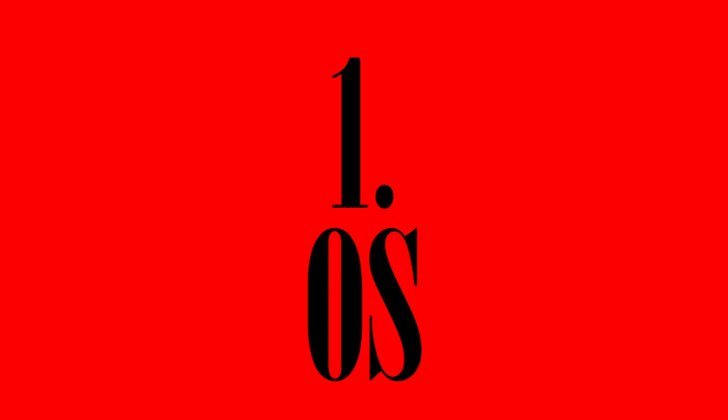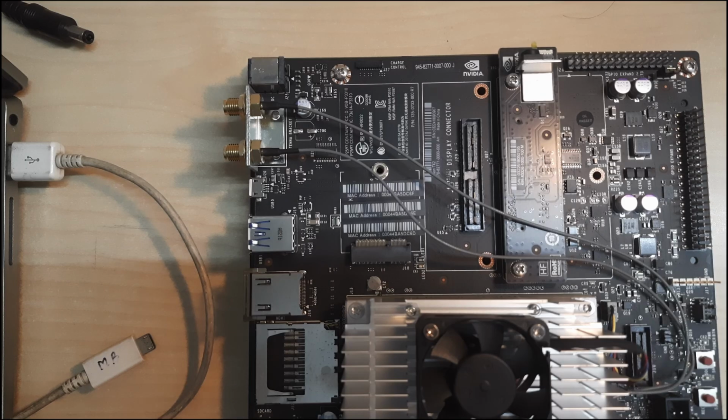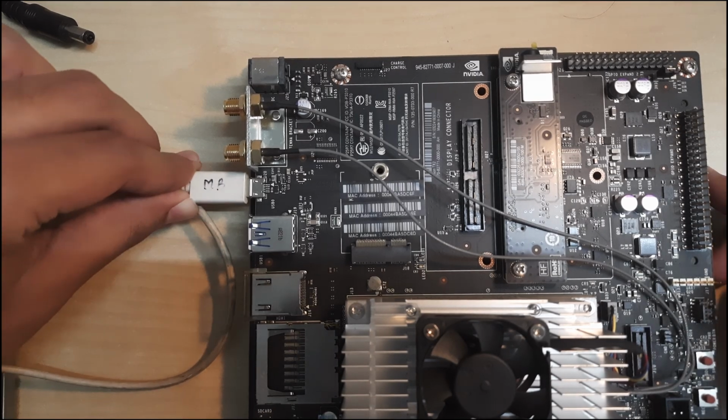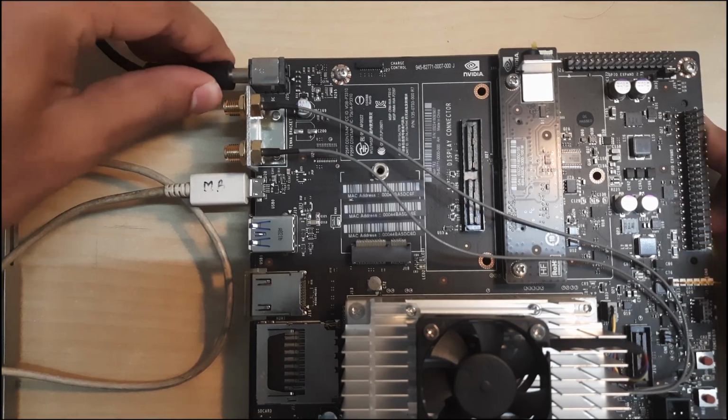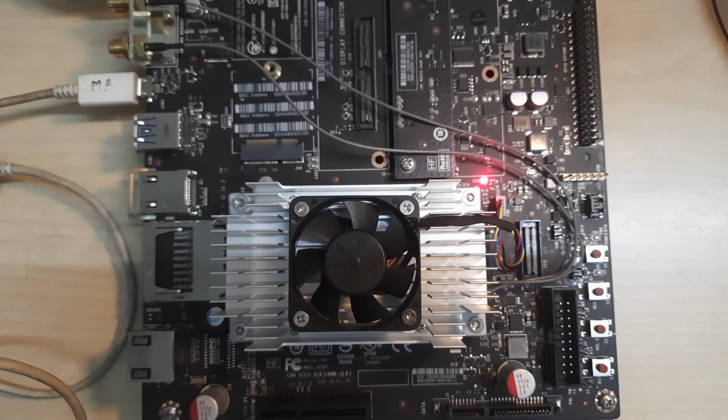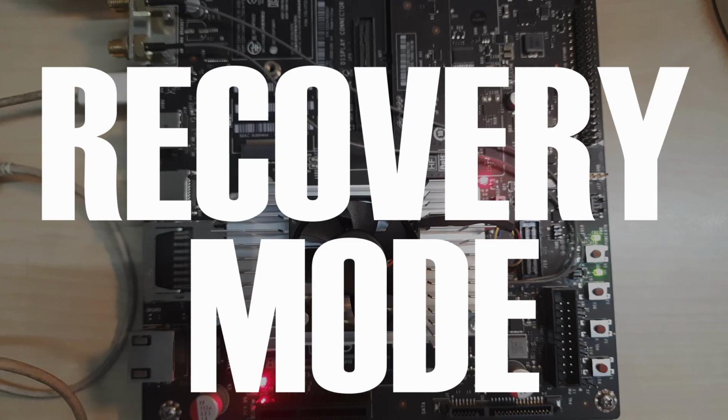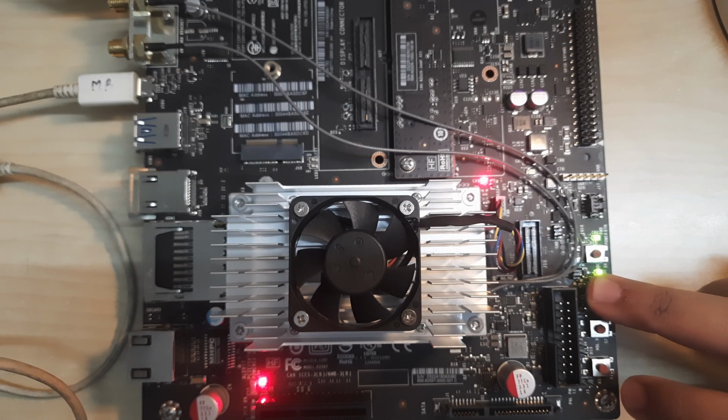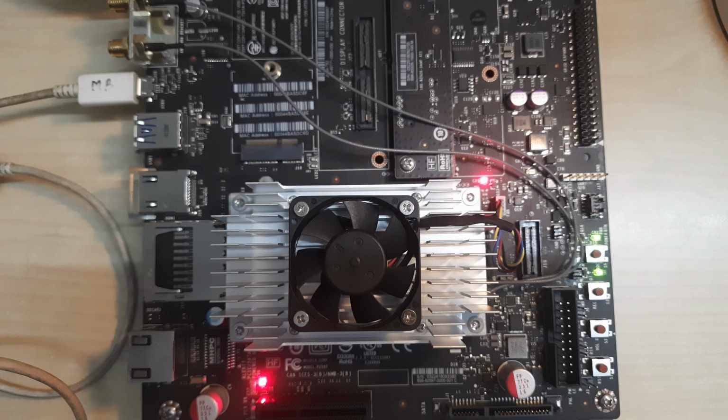Part 1. Flashing the OS. Connect the board to the host machine with the micro USB and plug in the power cable. Now switch the board on by pressing the power button and put it in recovery mode. To do this, hold the recovery button. While holding it, press and release the reset button. Wait for 2 seconds, then release the recovery button. Now your board is in recovery mode.